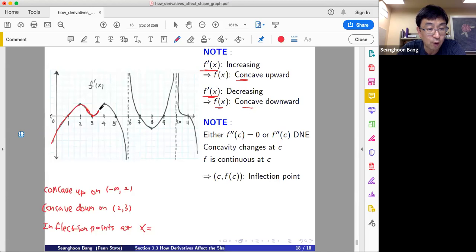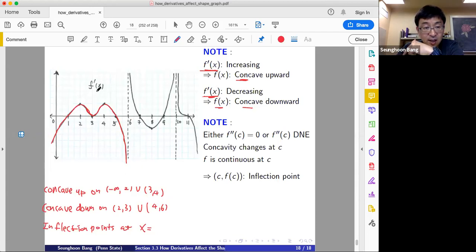From 3 to 4, increasing again, concave up. From 4 to 6, keep going, decreasing, concave down. So like this. What is 6 to 8? Concave up or down? What do you think? 6 to 8.